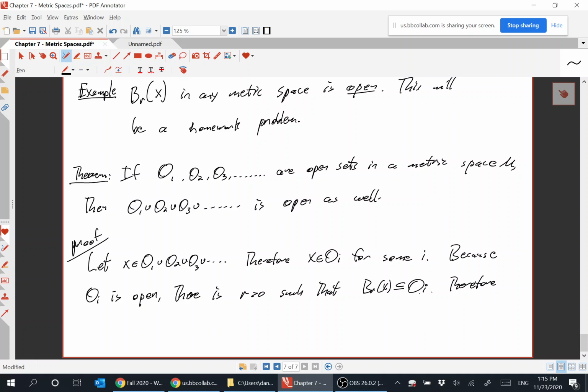O_i should be a subset of that whole union. Therefore, B_R(x) is a subset of O_i, which is a subset of all of this union. That's a union of infinitely many sets, actually, as required. It doesn't even have to be a union of countably many open sets. It could be uncountable. But we're not going to worry about that.